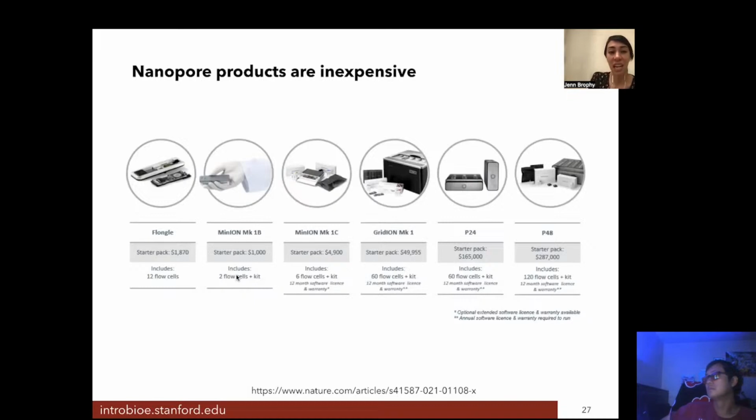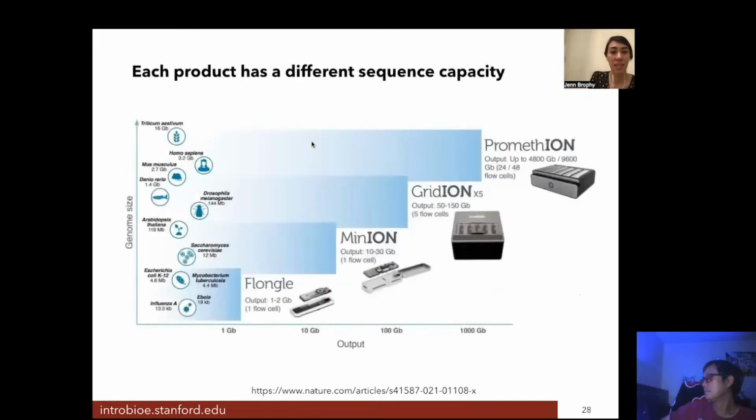So it's been really exciting to have Nanopore on the scene because it's made it easier to sequence all kinds of DNA samples. Each product, again, has a different sequencing capacity. So the flow cell sizes, the number of nanopores on each one, are different. And so the more nanopores you have, the more chips you put in any one machine, the bigger the genome you can sequence.